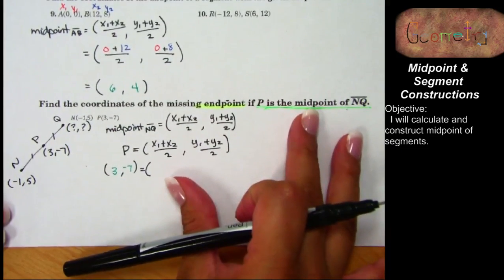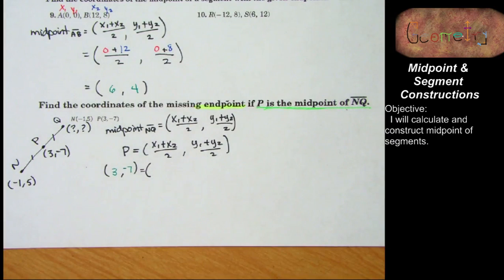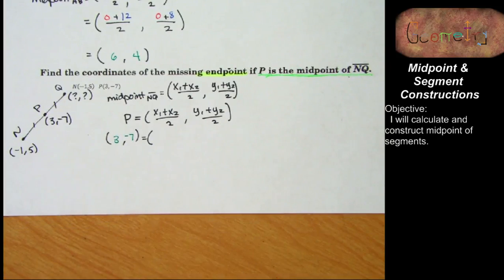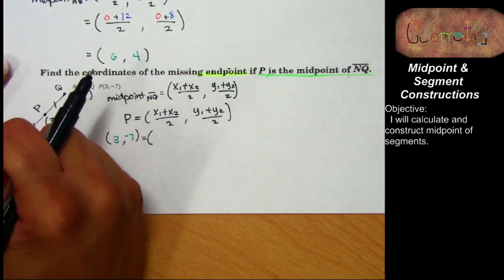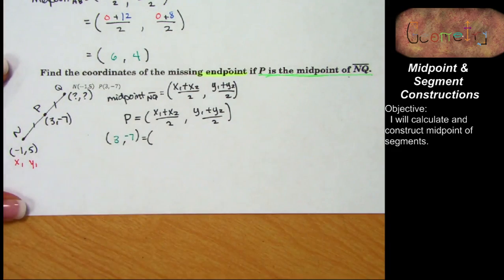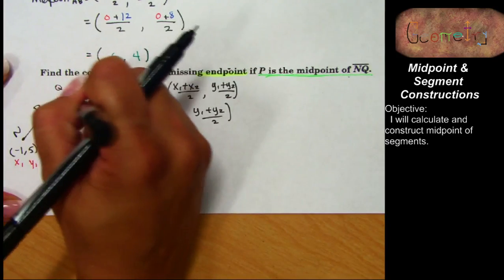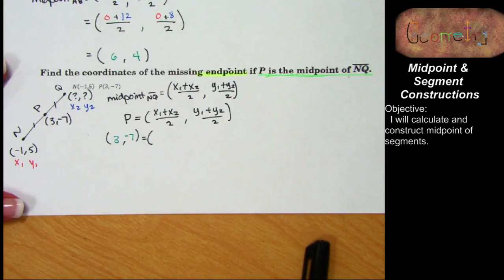Notice here on number 9, A and B were the endpoints, and we were trying to figure out the midpoint. We used the endpoints to tell us which one was x1, y1, and which one was x2, y2. We're going to do the same thing here. So between N and Q, which is x1, y1? Which one did you want, Nicole? N. Okay, Nicole wants N to be x1, y1 because she is number 1 and so are her points. That forces us to make Q x2, y2.